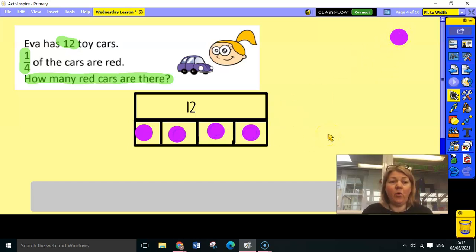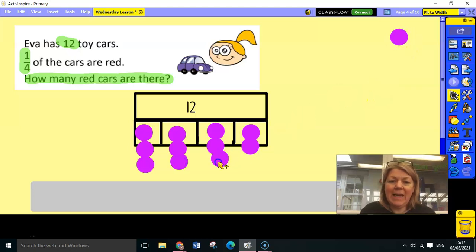Okay, well that's 4, but I've got to get 12 in there. I haven't made my bar big enough, have I? 2. That's 4, 5, 6, 7. I've got 8. Still need to keep going. 9, 10, 11, and 12. So I've shared my 12 equally.